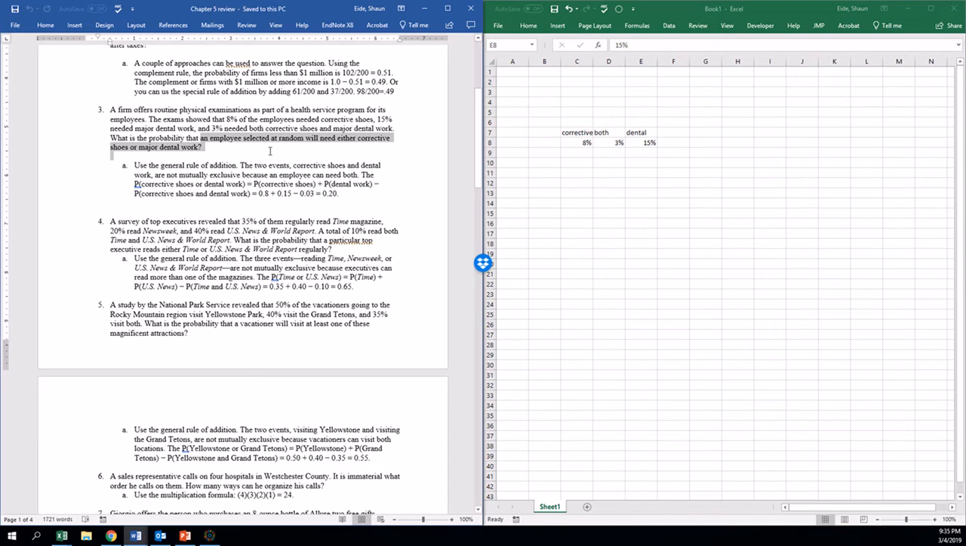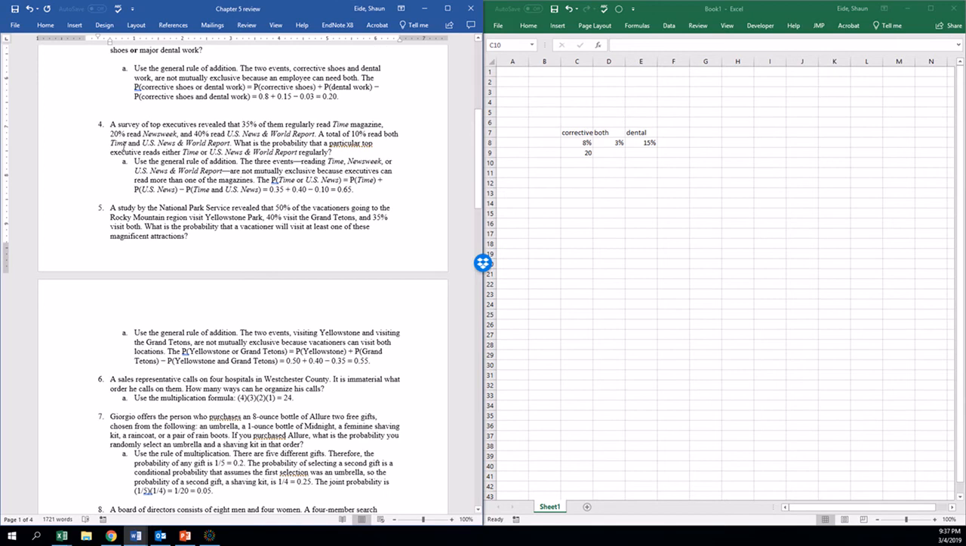So what is the probability that an employee selected at random will need either corrective shoes or major dental work? The big word here is or. When you see or, you're using the rule of addition. So what we're saying is, what is the probability that an individual needs corrective shoes or dental work? So in order to do this, you have to add 8% plus 15%, but you need to subtract the 3%. If you don't subtract the 3%, then that 3% is going to be counted twice. Because the 3% is part of this group and it's also part of this group, so you need to make sure to only count it once. So 8 plus 15 minus 3 equals 20. So 0.2 is the probability of randomly selecting an individual that needs at least corrective shoes or dental work.